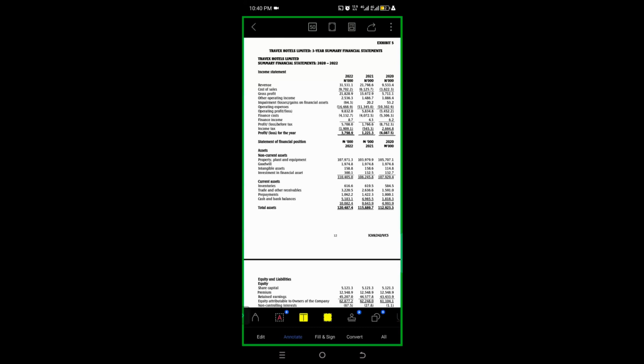Also, their finance cost is rising. Okay. Yeah, their finance cost is rising. It was 5.3 million in 2020, dropped to 4 million in 2021, and 4.1 million. So I think it's fluctuating. It's rather fluctuating.